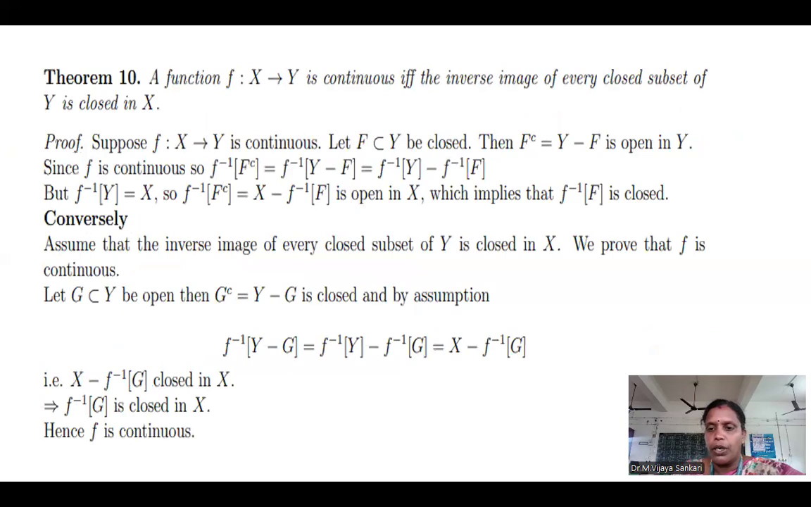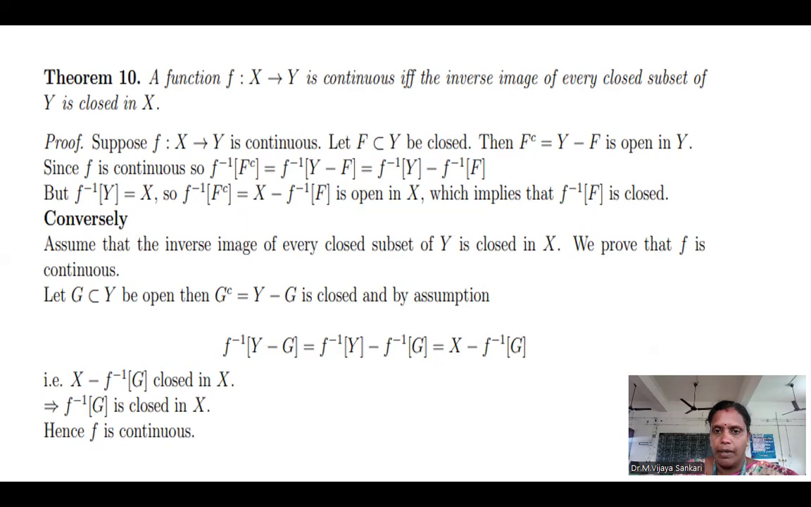Then the theorem for continuous functions. A function f from X to Y is continuous if and only if the inverse image of every closed subset of Y is closed in X. Here, since an if and only if condition is given, we prove this theorem by necessary and sufficient conditions. Proof. Suppose f from X to Y is continuous, then we prove the inverse image of a closed set is closed in X.